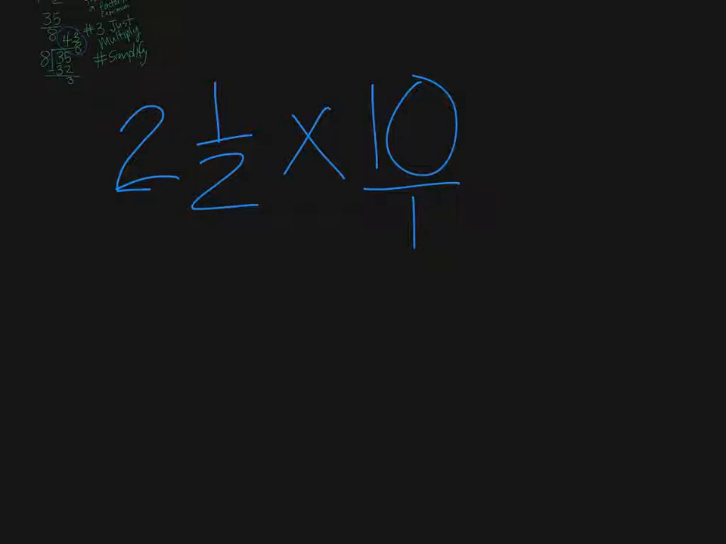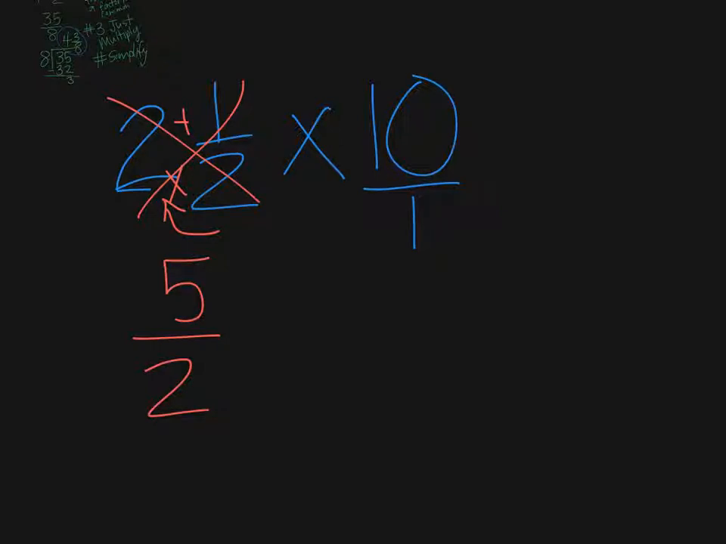Let's put our little signs. We're going to multiply and add, okay? And let's draw a little arrow so we know what we're doing. What's 2 times 2? 4. Plus 1? 5. So this becomes 5 halves. Exit out the mixed number because it's gone. We're not going to use it anymore. Times 10 over 1. Okay, now we have a simple multiplication problem here.